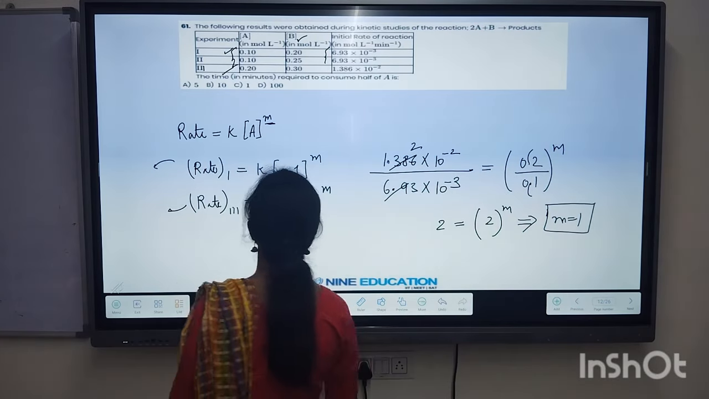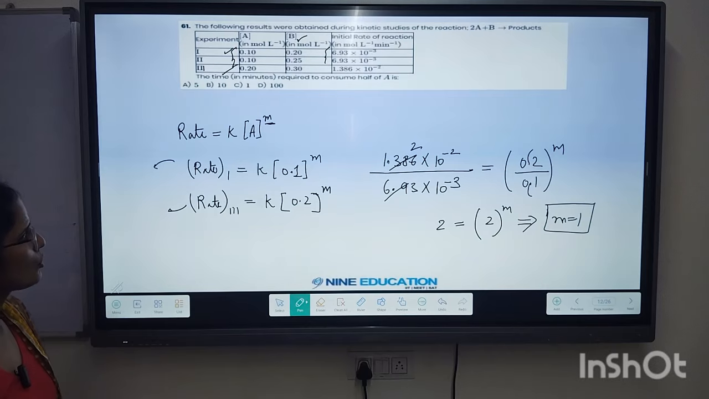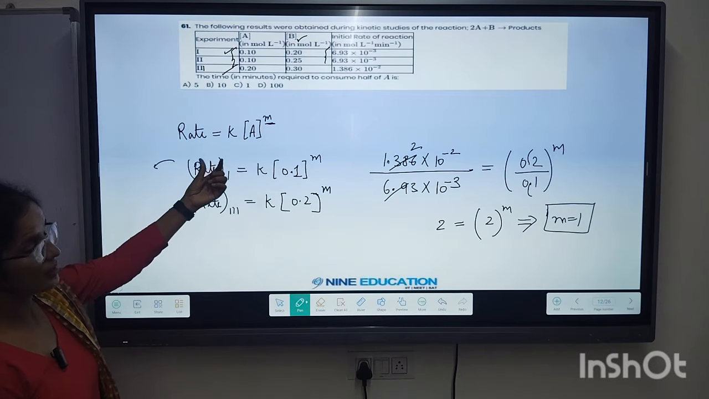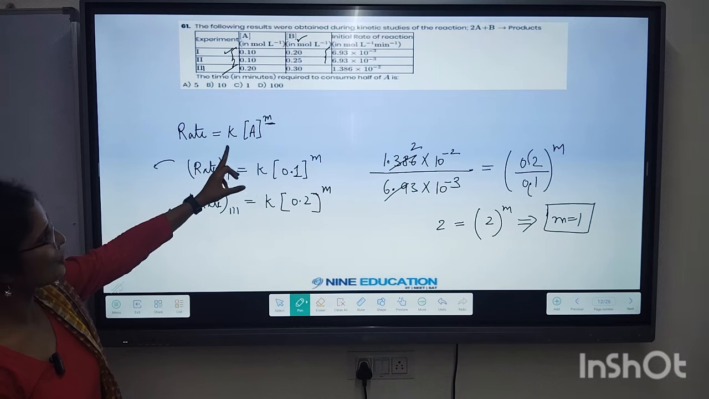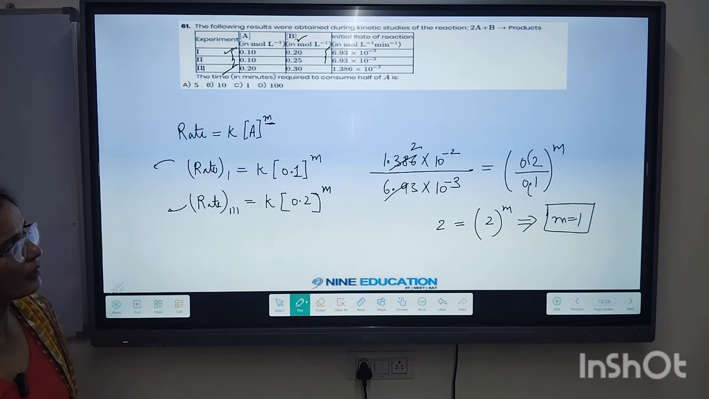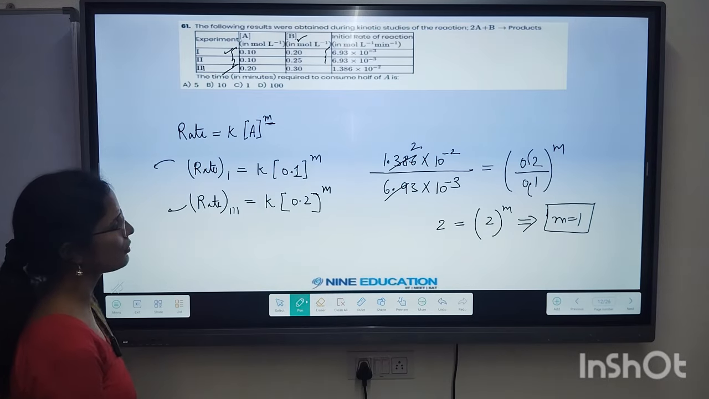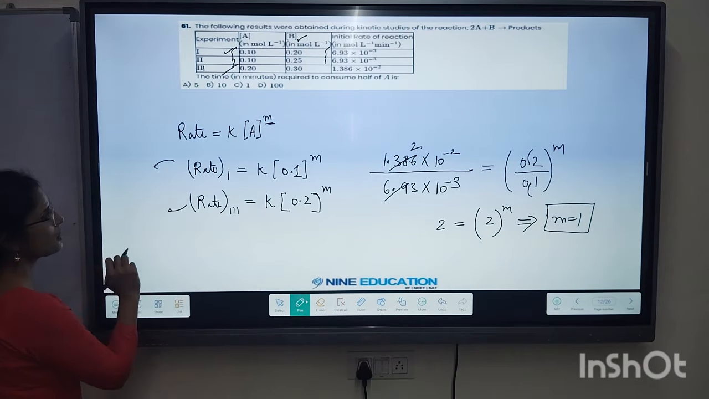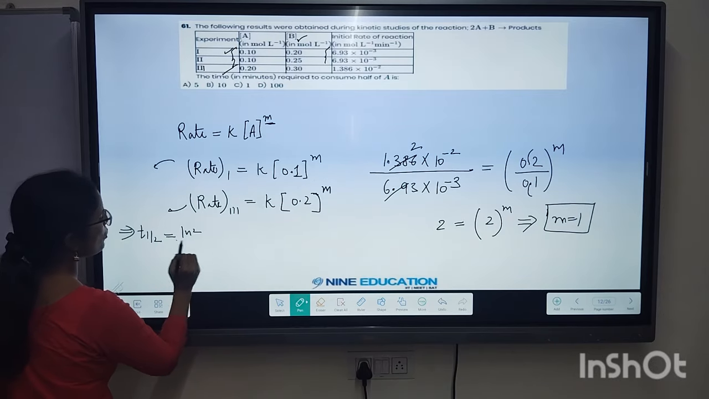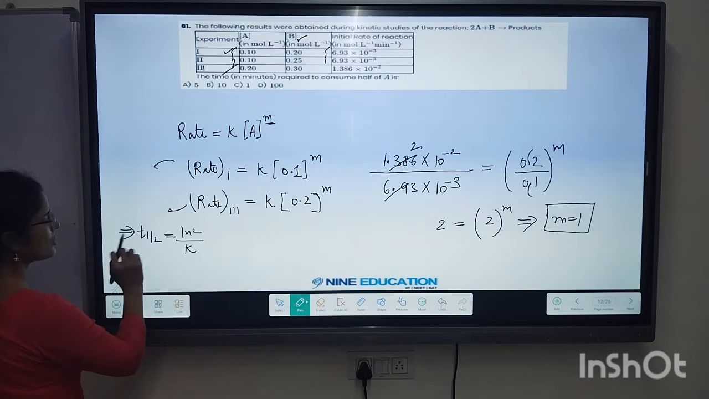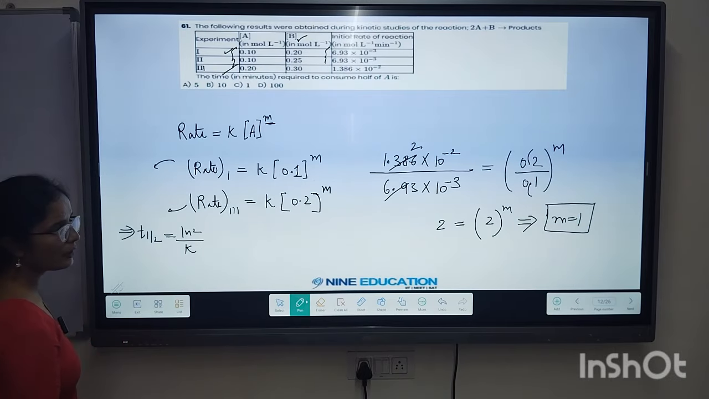Which means the order with respect to CH3CHO, sorry, I am saying it by mistake, the order with respect to the reactant, will be 1. It means it's a first order reaction. And if we already know it's a first order reaction, what's the expression of half-life for a first order reaction? T half will be ln 2 divided by K, where K is the rate constant.